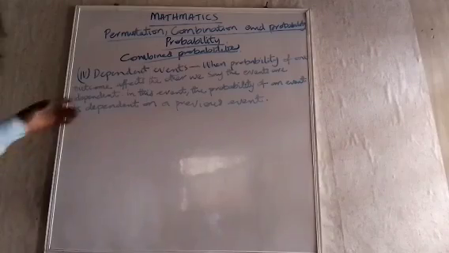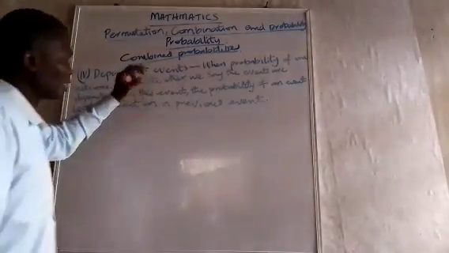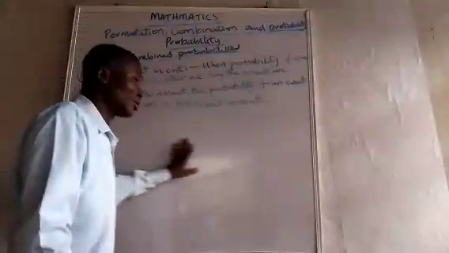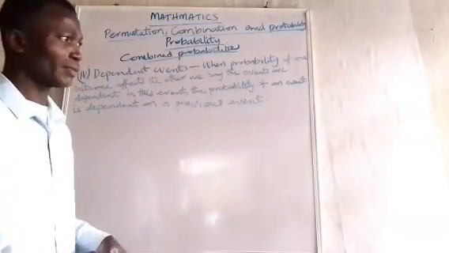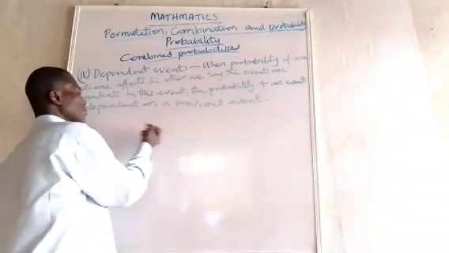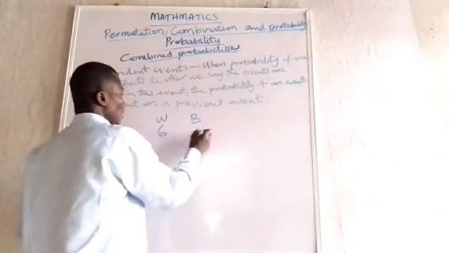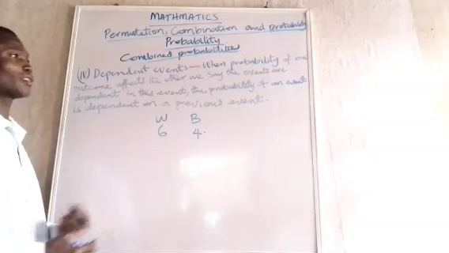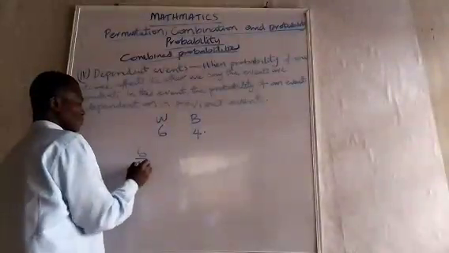Now, dependent events: when the probability of one outcome affects the other, we say the events are dependent. In this case, the probability of an event is dependent on the previous event. Like I used the other time, when we have 6 white balls and 4 black balls, the probability of picking a white ball is 6/10.